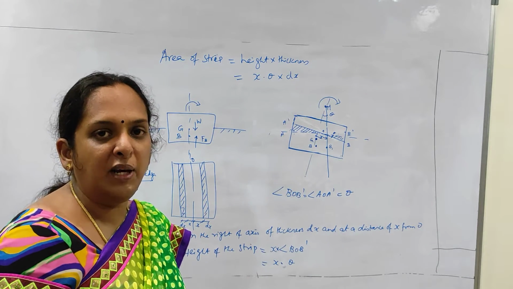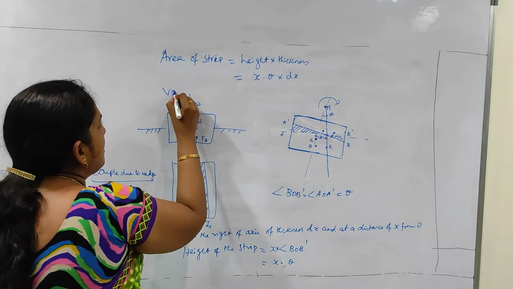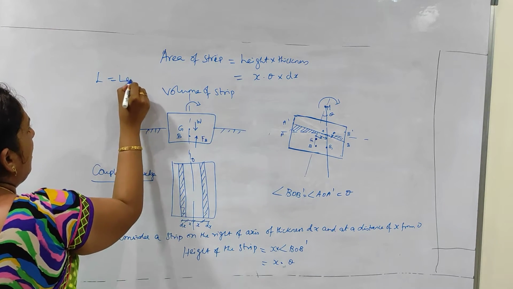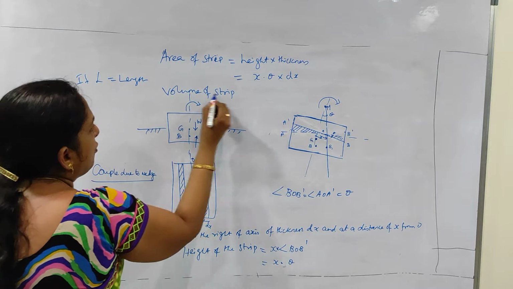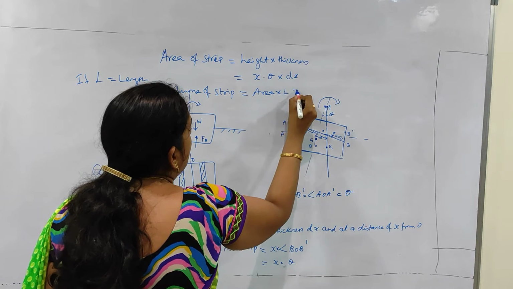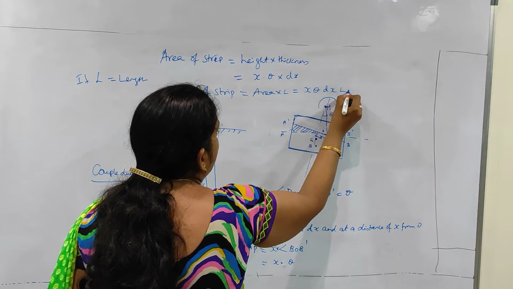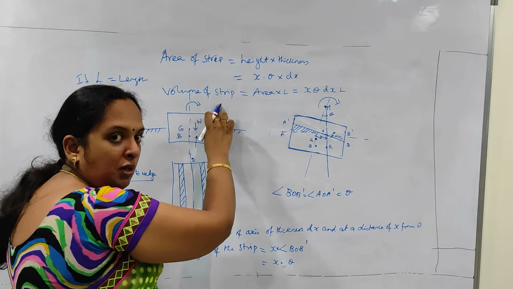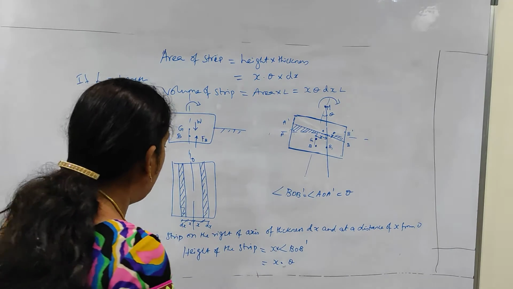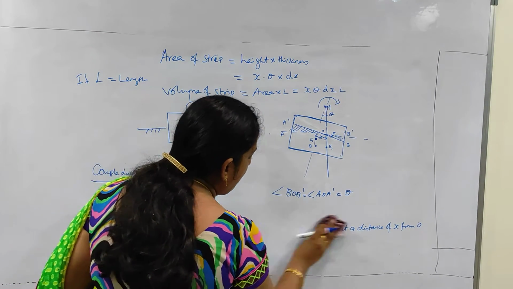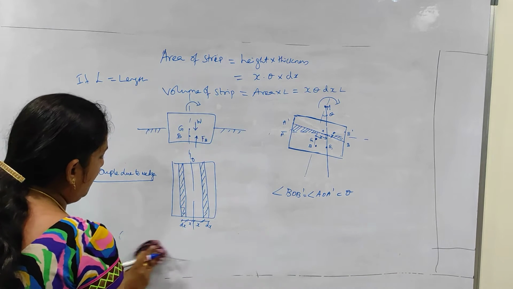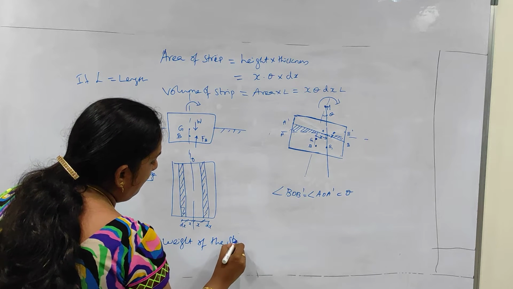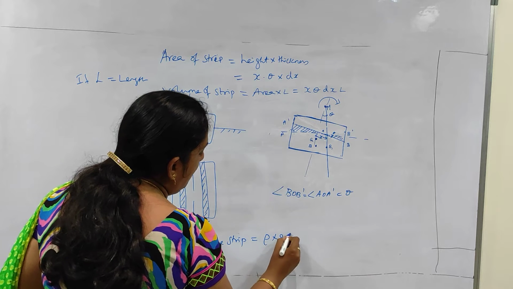So it is easy to find the volume. We don't know the length, so we assume the length is L. The volume is area into length, so x into theta into dx into L. That is my volume. Now, my aim is not to know the volume of the strip, I have to know the weight of the strip. The weight of the strip is very simple: rho into g into the volume of the strip.